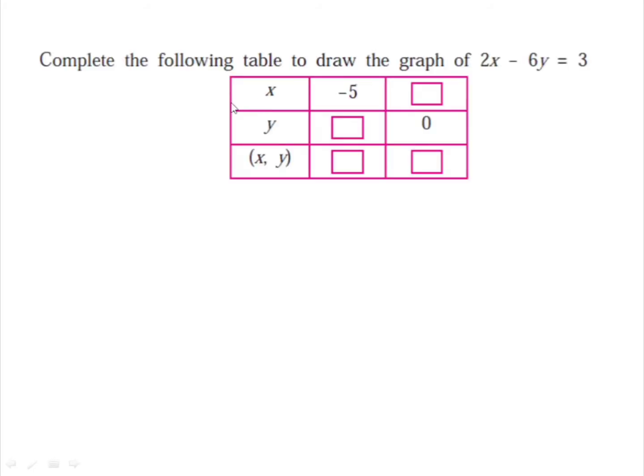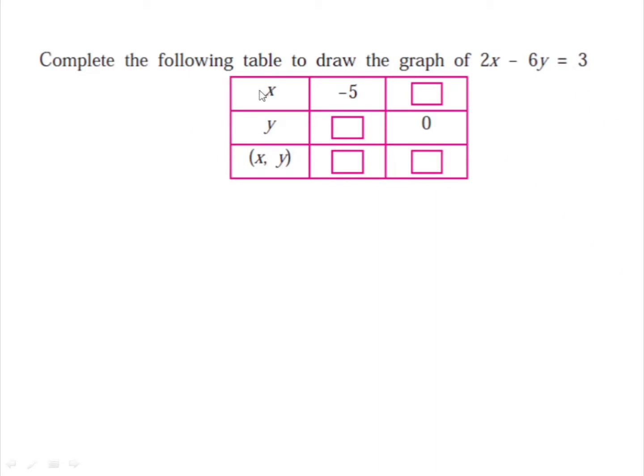Hello friends, today let's solve one activity based question based on the topic linear equations in two variables. The question is, complete the following table to draw the graph of the equation 2x minus 6y equal to 3. So this is the question based on solution of linear equations in two variables by graphical method.